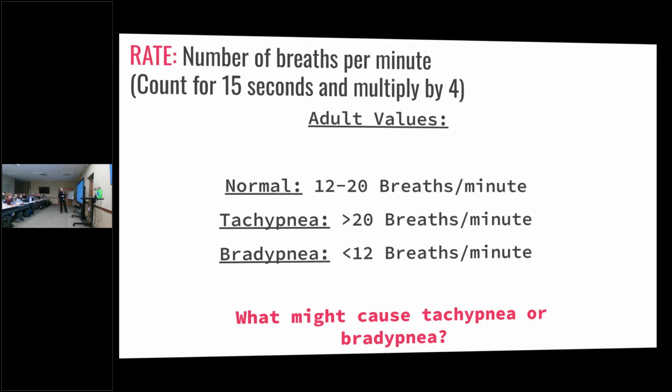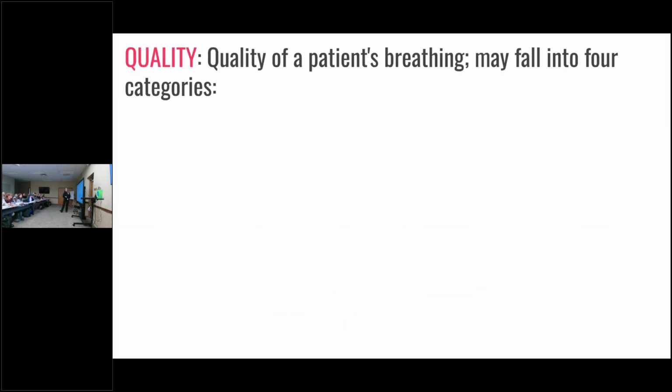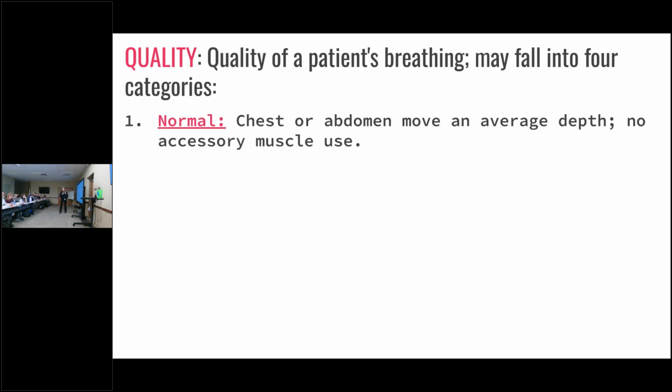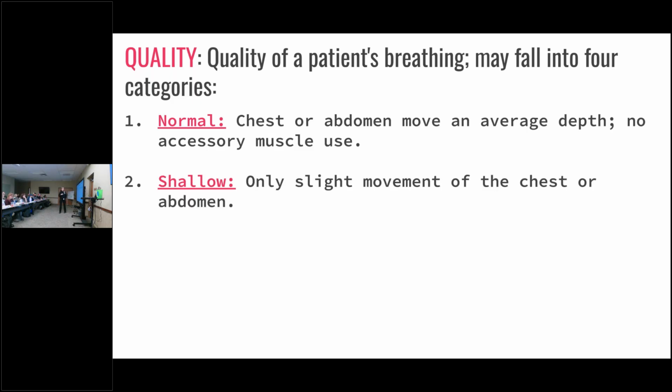Cool. Then we want to look at the respiration quality. So this is the quality of the patient's breathing. It may fall into 4 different categories. Does anybody know those off the top of their head? No? Okay, that's all right. So the first one is normal. The chest or abdomen move at an average depth. No accessory muscle use. The second, they could have shallow respirations, only slight movement of the chest or abdomen.